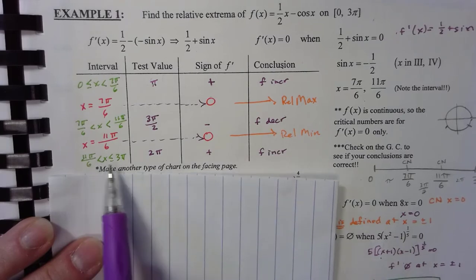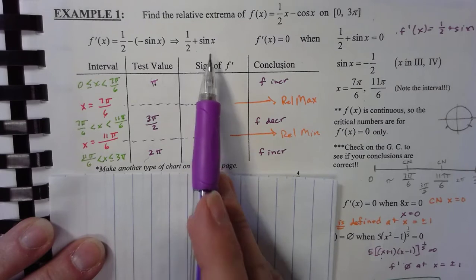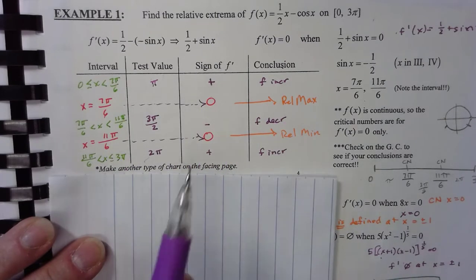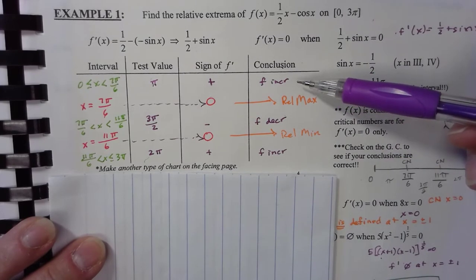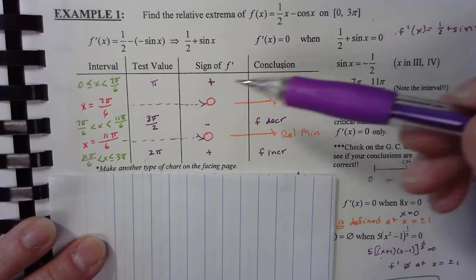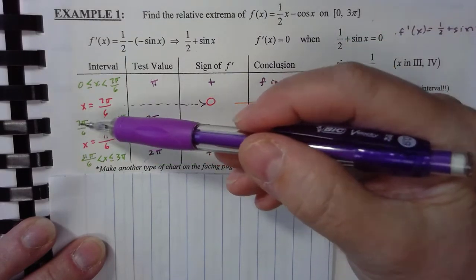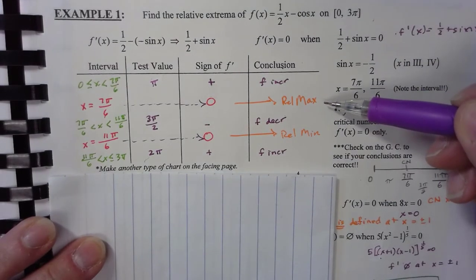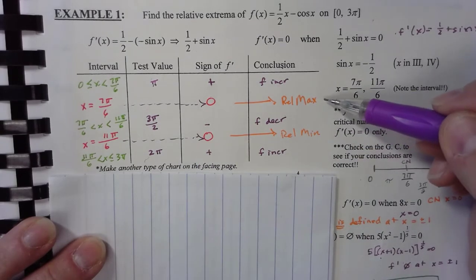And then we tried the last one, 2 pi. The sine of 2 pi is 0. 1/2 plus 0 is positive, so f is increasing. So now we know the intervals over which f is increasing and decreasing. Now that we know f goes from increasing behavior on 0 to 7 pi over 6 and decreasing behavior from 7 pi over 6 to 11 pi over 6, that means we have a relative maximum when x is 7 pi over 6, where that derivative was 0, which means we have a horizontal tangent line.